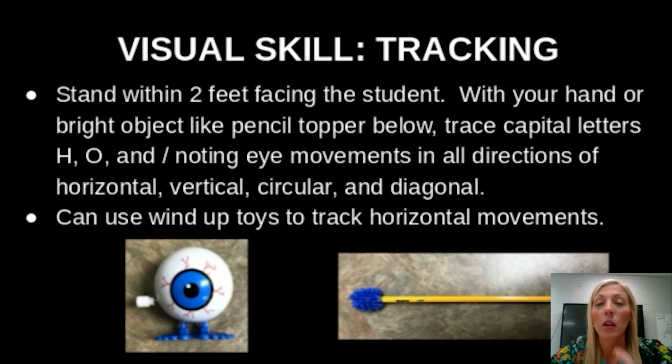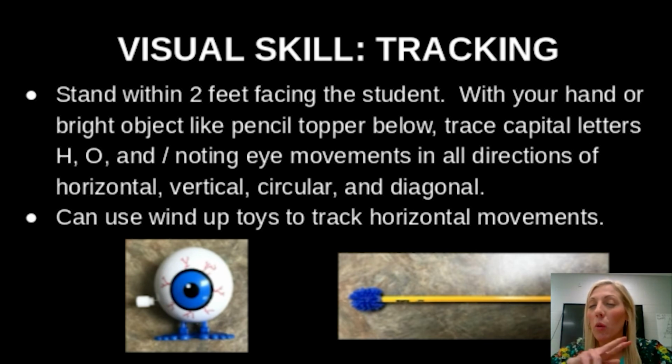This is an informal way, okay? We stand within 2 feet facing our student, and with your hand or a bright object, like a pencil with a bright topper on it, we have them trace capital letters, the H. So you make it with your pencil, like the H. You do an O, and then a diagonal slash. And you note the eye movements in all directions of horizontal, vertical, circular, and diagonal when you use these letters and the symbol. Are they able to track these letters? And you note any behaviors that you see when doing these.